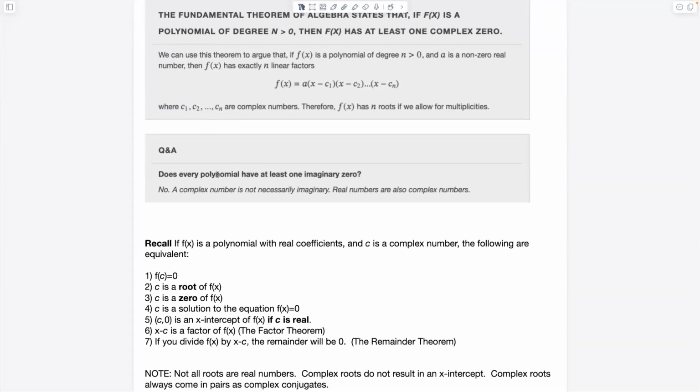So does this mean that every polynomial has imaginary zeros? No. Remember, real numbers are complex numbers. The number 3 is 3 plus 0i. It is a complex number. The set of all real numbers is a subset of all the complex numbers.